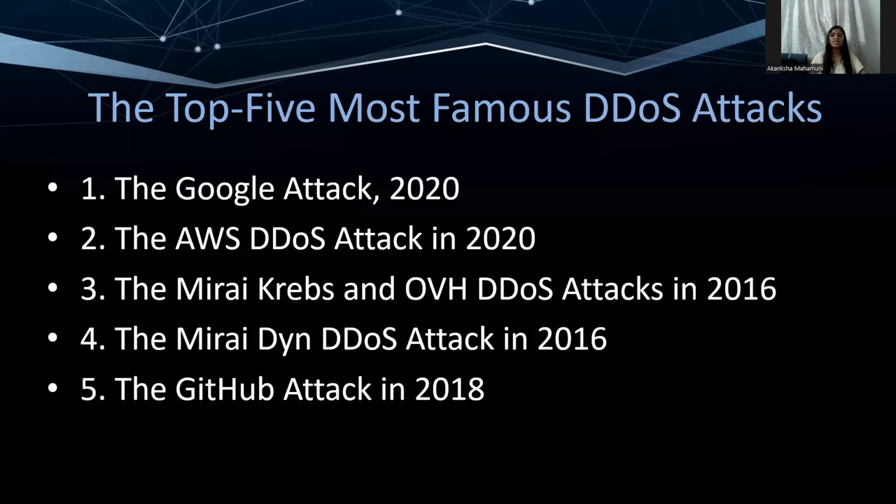Then the AWS DDoS attack in 2020, which actually interrupted the cloud service provided by AWS. Then the Mirai Krebs OVH DDoS attack in 2016, and the Mirai Dyn DDoS attack in 2016. This attack prevented users from a particular area of Japan from using websites or applications such as Skype, Facebook. And the GitHub attack in 2018.